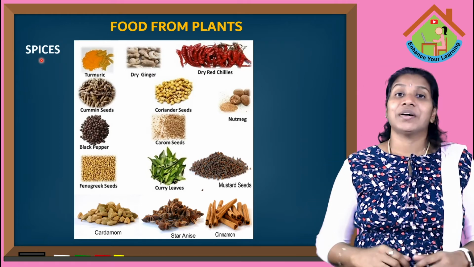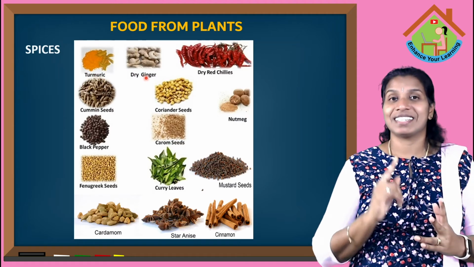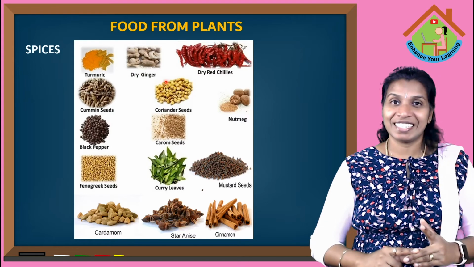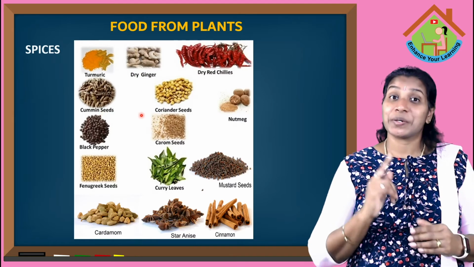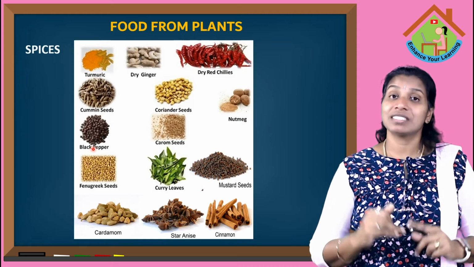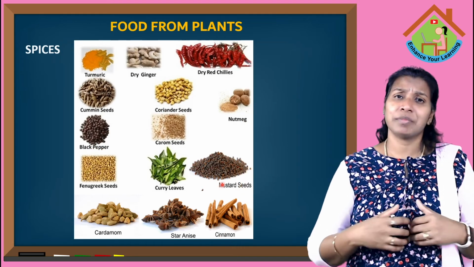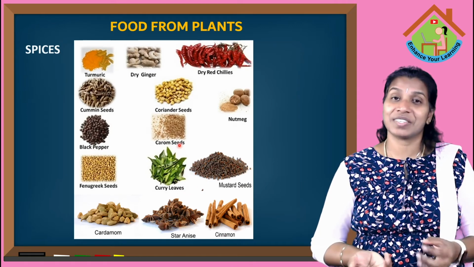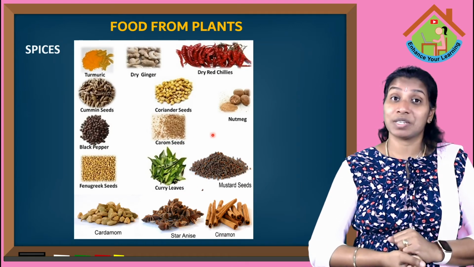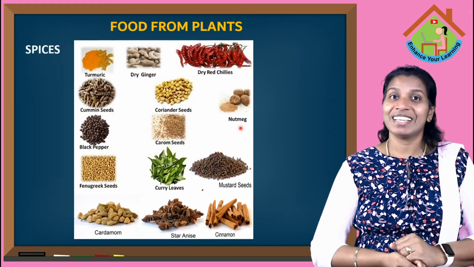Okay kids, what are the examples of spices? Turmeric, dry ginger, red chilli, cumin seeds, coriander seeds, black pepper, cinnamon, cardamom, star anise, mustard seeds. There are many more spices. Okay, so you have to ask your mother to show some of the spices available in your kitchen today.